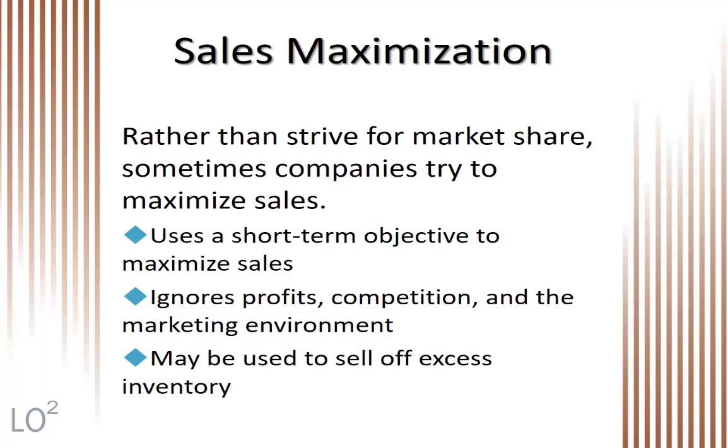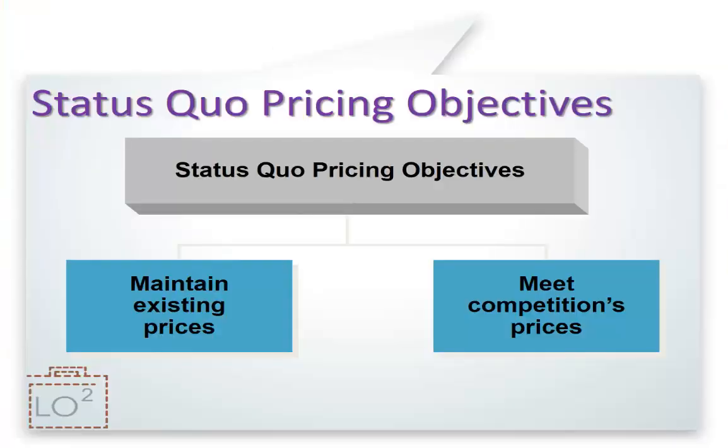It ignores profits, competition, and the marketing environment. It may be used to sell off excess inventory, but without profits, a company cannot actually survive. Status quo pricing seeks to maintain existing prices or to meet the competitors' prices. This category requires little planning, and it is essentially a passive policy.